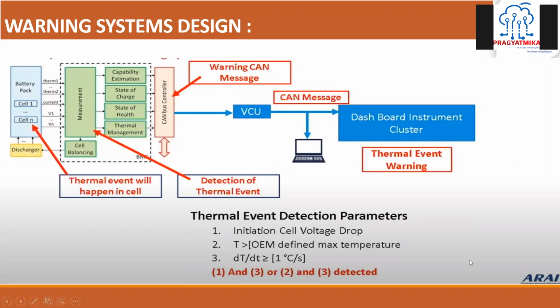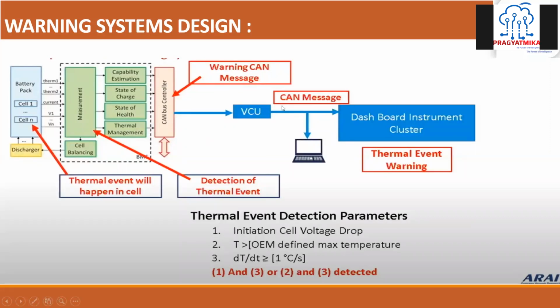There are three detection parameters that have been drawn. First, the cell voltage will start dropping due to the fiery conditions. Second, the temperature might be rising beyond a limit which the OEM has fixed. Third, the rate of increase of temperature is beyond 1 degree centigrade. Normally, the rate of increase of the temperature in the cell is very low, less than 1 degree and even half a degree centigrade. But if a thermal runaway condition is going to happen, that rate of increase goes beyond 1 degree centigrade. So if any two of these are detected, this warning message should come on your VCU unit.